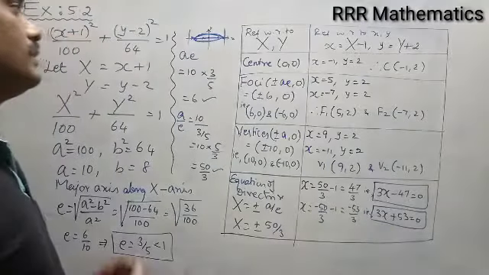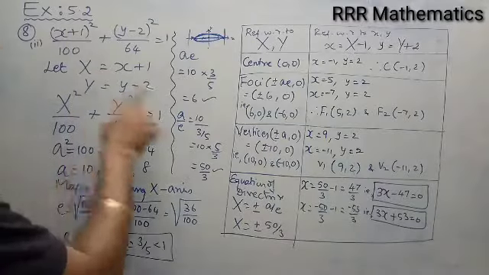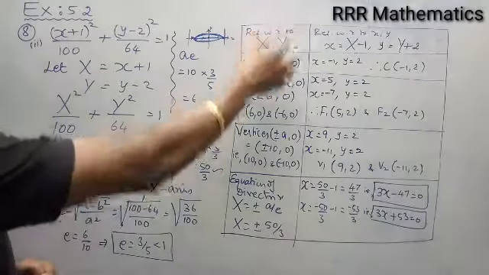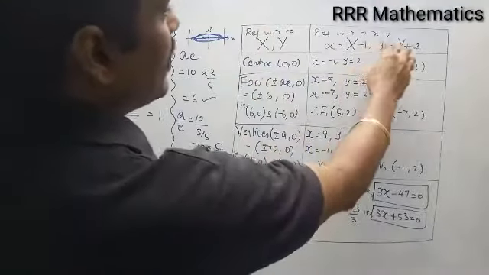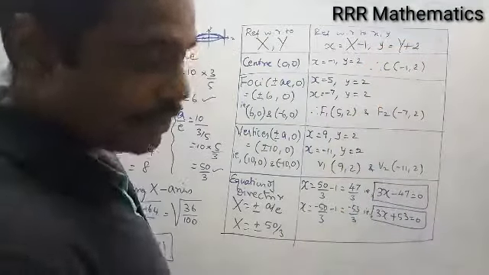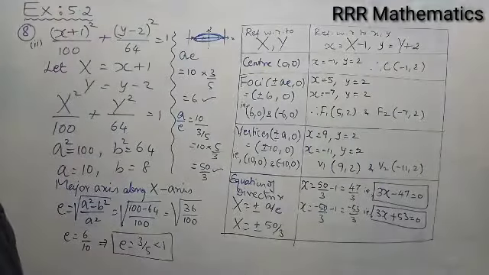Is it clear? So very first read the question. In this case, I replace capital X, capital Y. I am getting the standard equation. With respect to the standard equation, I got the table. Then I transfer all my capital X and capital Y values here with respect to small x and small y, which is the required center, foci, vertex and equation of directrix. Is it clear?